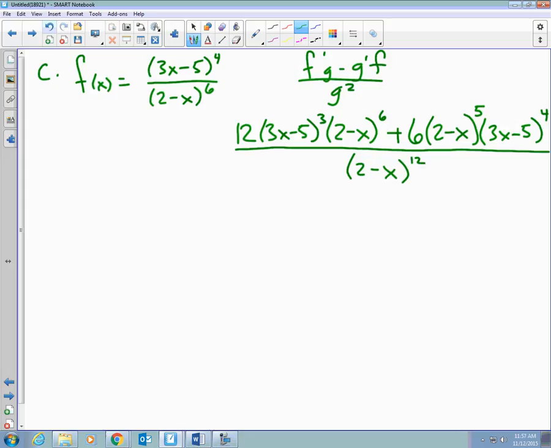What do you notice? A lot of exponents, good. 2 minus x. I've got 5 of them that I could get rid of, right? I've got 5th power here, 6th power here, and 12th power here. So that means I can factor out a 2 minus x to the 5th out of the top, right? And when I do that, what's going to happen is all of these will be gone, right? This will be reduced to what power? 1. This will be reduced to 7.